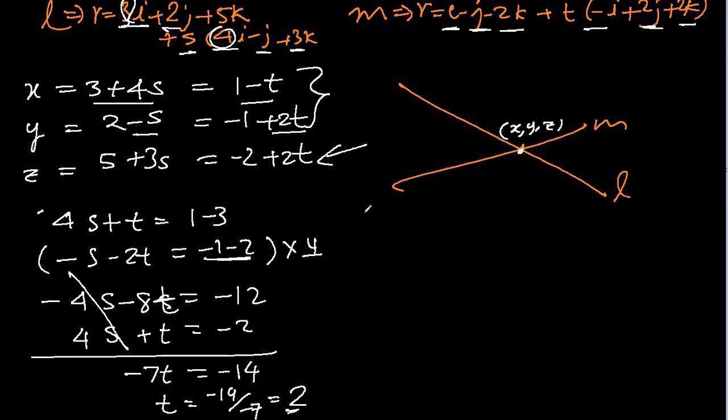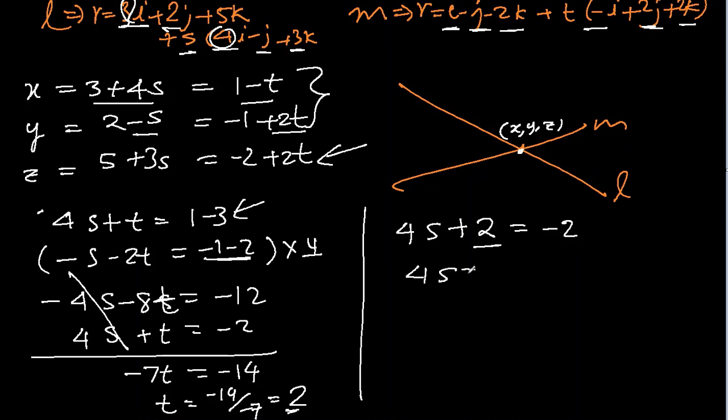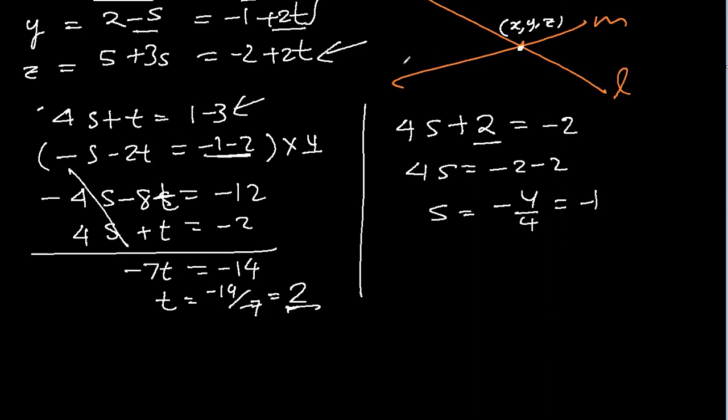We got the value of t as 2. Now, we'll find the value of s and we can choose any one. Let me choose this one: 4s and we have t now, 2, equal to minus 2. This 2 goes to the right, becomes 4s equal to minus 2 minus 2, which is minus 4. So s becomes minus 4 over 4, minus 1. We got the values of t and s based on the first two equations, but as I told you, only the third equation will confirm whether these two lines are intersecting or not.